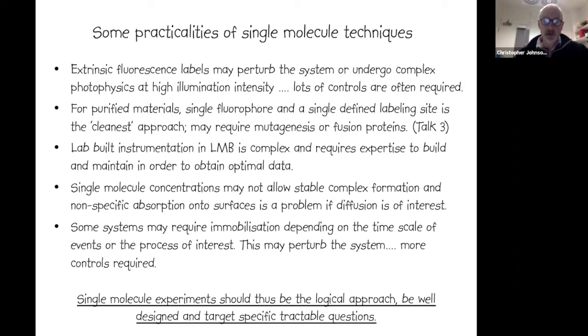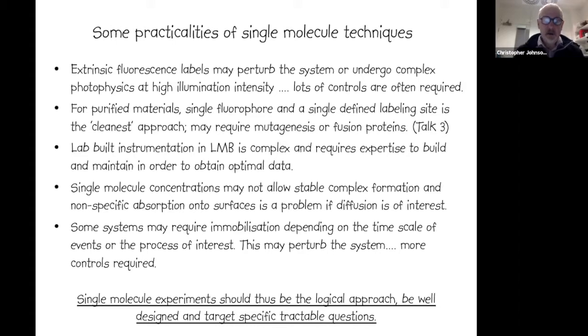Single molecule concentrations, as we've discussed, may be very low, at picomolar to nanomolar, and this may not allow stable complex formation of our system of interest. There are ways around that by adding additional unlabeled material, which increases the overall concentration, but not the concentration of the molecules that we can see using fluorescence, for example. And also at very low concentrations, we have to be aware of non-specific adsorption onto surfaces. And this can be a problem if we're interested in the diffusion of the molecules.